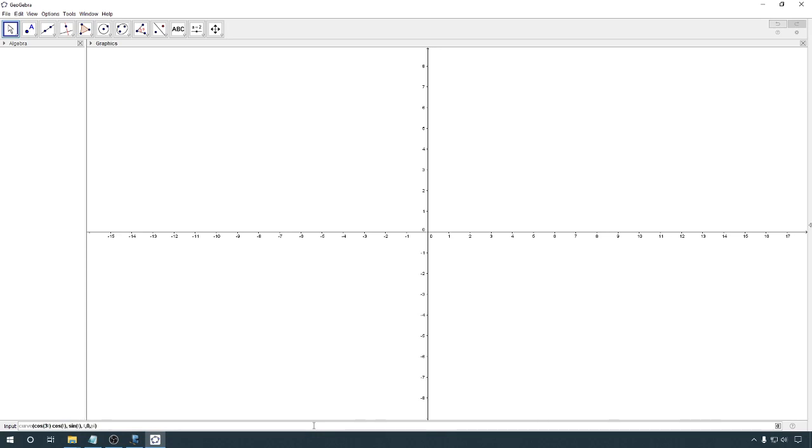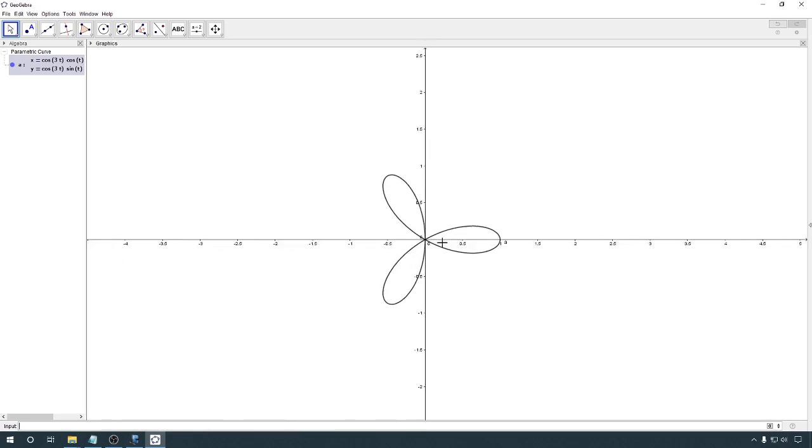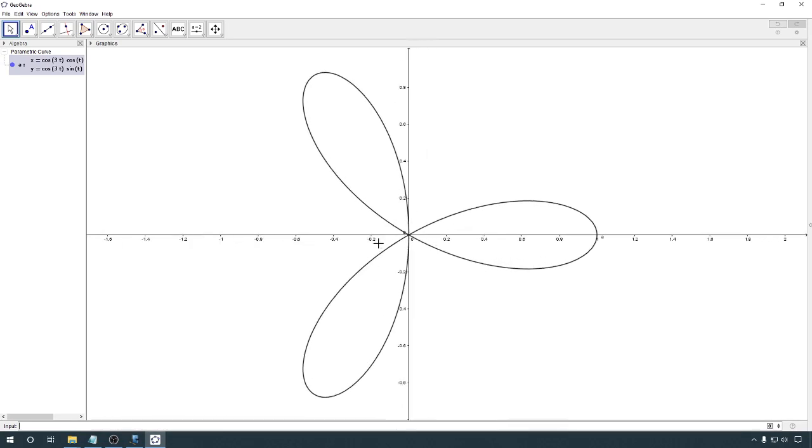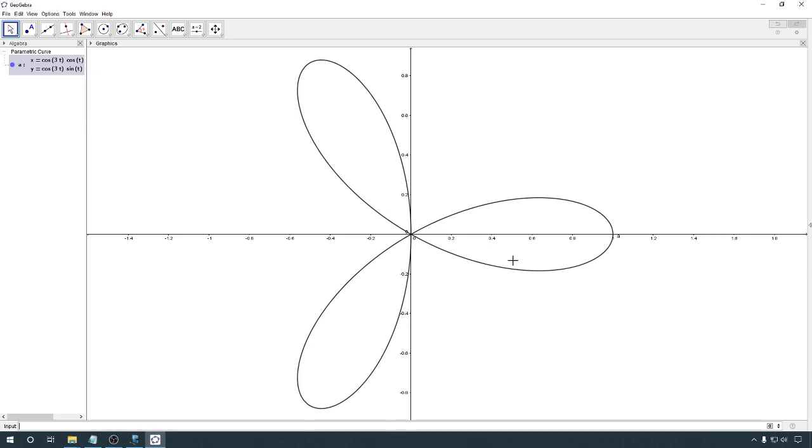R is cosine of 3 theta, sorry. And then here, same, r is cosine of 3 theta. If I graph that, it gives me this curve here. Now, if I were to go from 0 to 2 pi, it actually would trace out this curve exactly the way it is again. So actually, I don't get anything new from that.